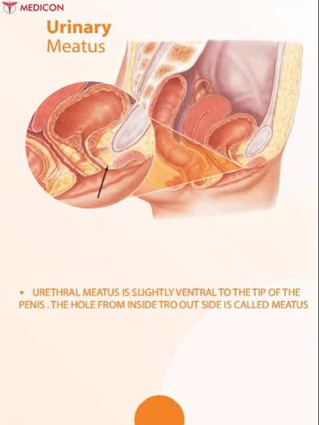Urethral meatus. Urethral meatus is slightly ventral to the tip of the penis. Once the bladder becomes full, urine flows through the urethra and leaves the body at the urethral meatus, which is located at the tip of the penis. The urethra is more than just a urinary duct. It also serves as a conduit for semen and sperm.